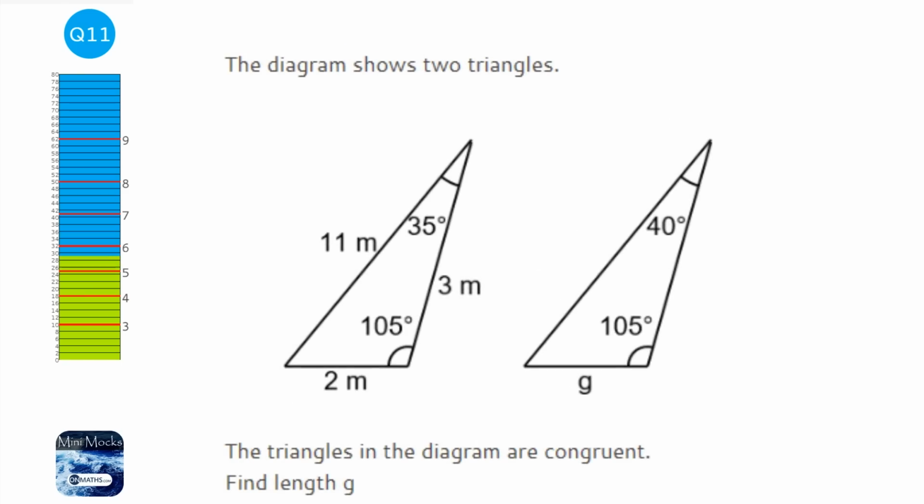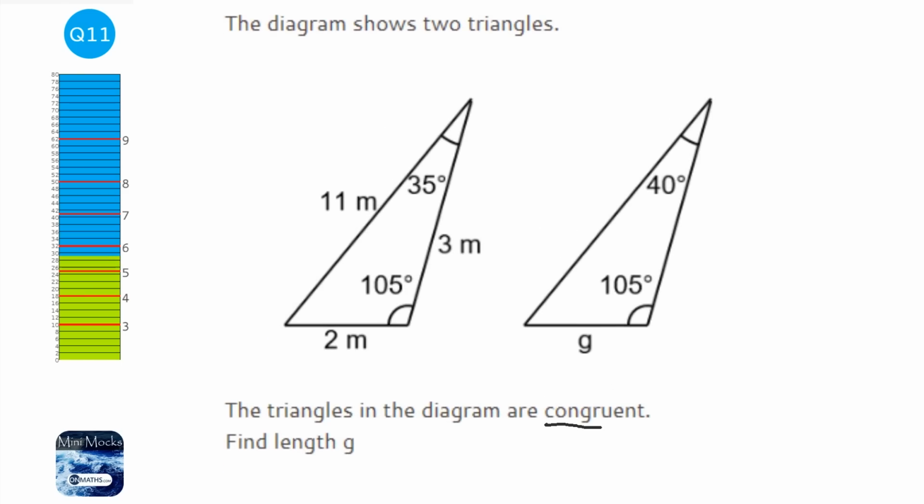So this question says there's two triangles that are congruent. Now congruent means exactly the same shape, exactly the same size, exactly the same angles, exactly the same length. Now the important thing to notice is this angle here and this angle here are not the same. However, if you work out what this angle is, well, this is going to be 105 plus 35 and then take that away from 180.